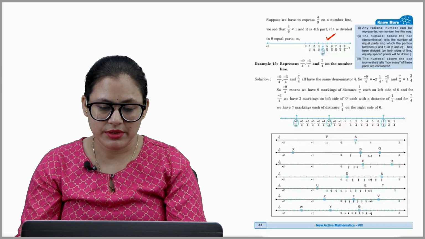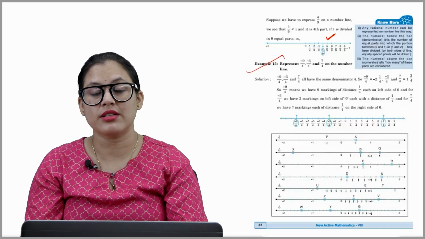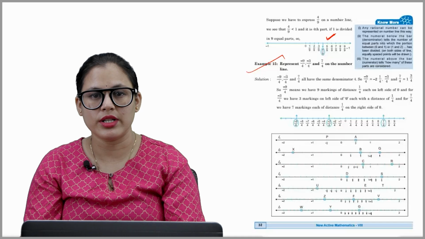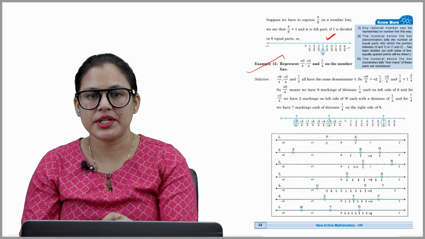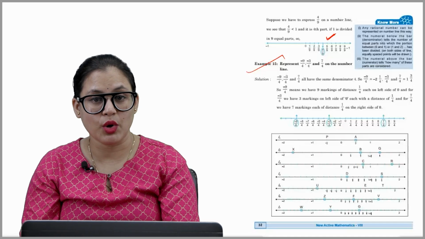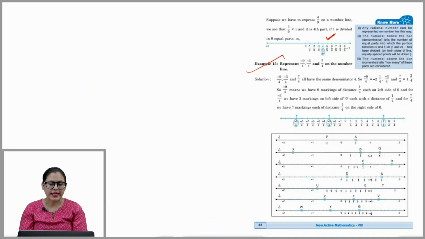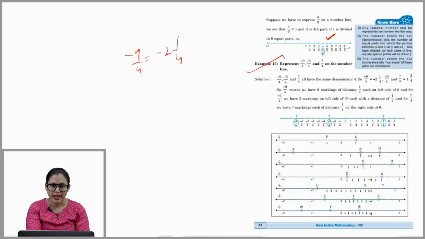Okay. For example, example 15, you have to represent minus 9 by 4, minus 3 by 4 and 7 by 4 on the number line. All three rational numbers have the same denominator, that is 4. So, minus 9 by 4 is what? Minus 2, 1 by 4. Minus 3 by 4 is minus 3 by 4 only, and 7 by 4 is what? 1 whole 3 by 4.